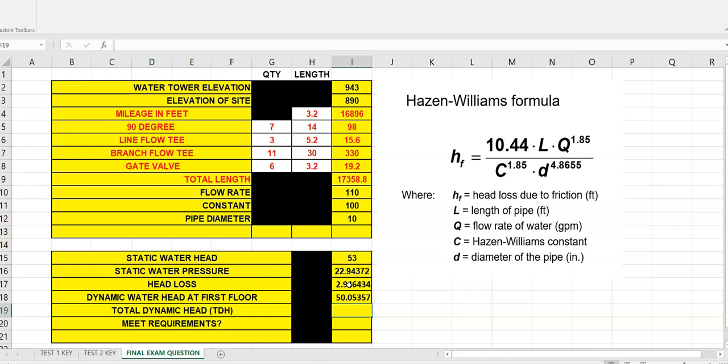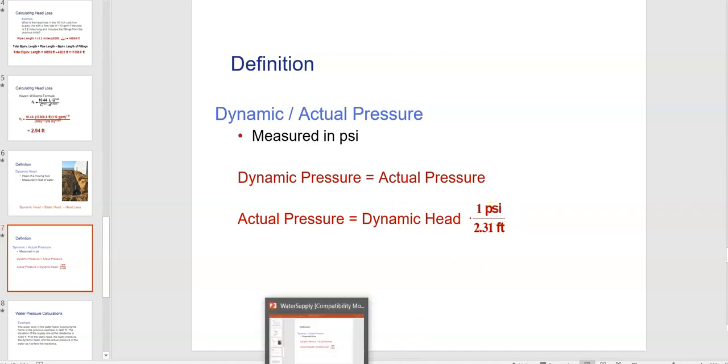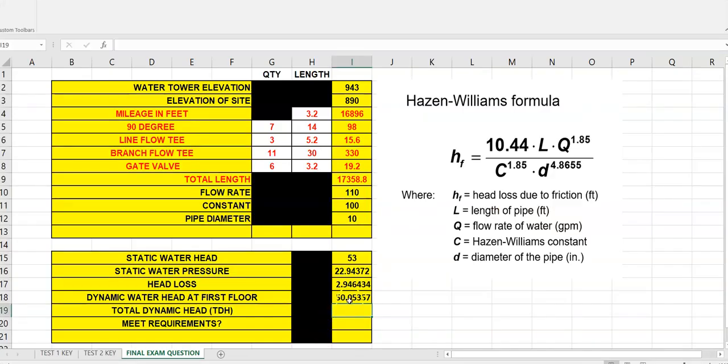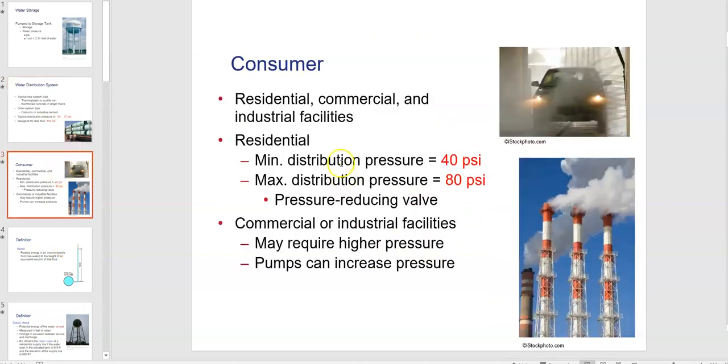Notice that it's going to decrease the pressure as it travels through all that pipe. This is the numeric value to what pressure is lost as it travels through all of that pipe. When we go back to our definition here, our actual pressure is the dynamic head divided by 2.31. So let's go back here. We're going to hit equals. Our 50 divided by 2.31 comes out to 21.66. Now, does that meet the requirements? According to what we had before up here at the top, we're at 21. No, it does not. Not even close.